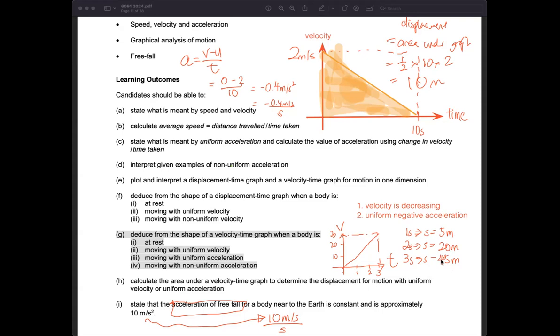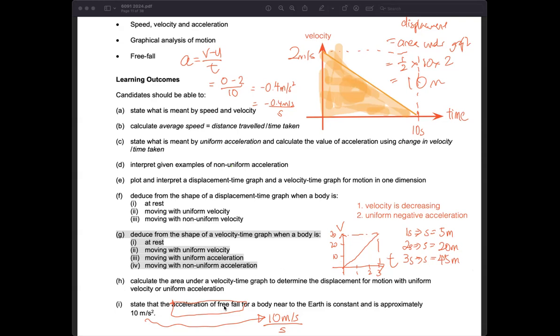Because every second, your speed increases by 10 meters per second. So by the time you reach 3 seconds, you're already traveling at 30 meters per second. So therefore, if you're at a 15th story, you drop a book, you should reach the ground in 3 seconds. Understand what I'm trying to say so far?